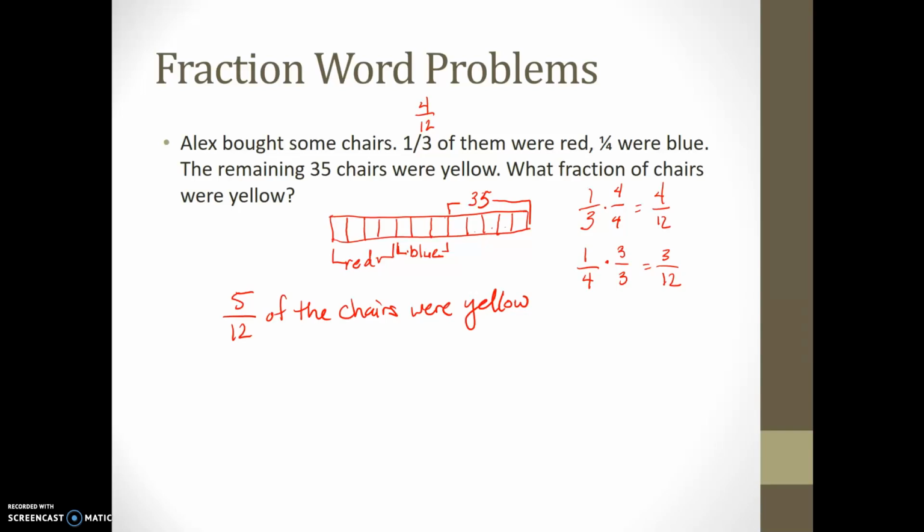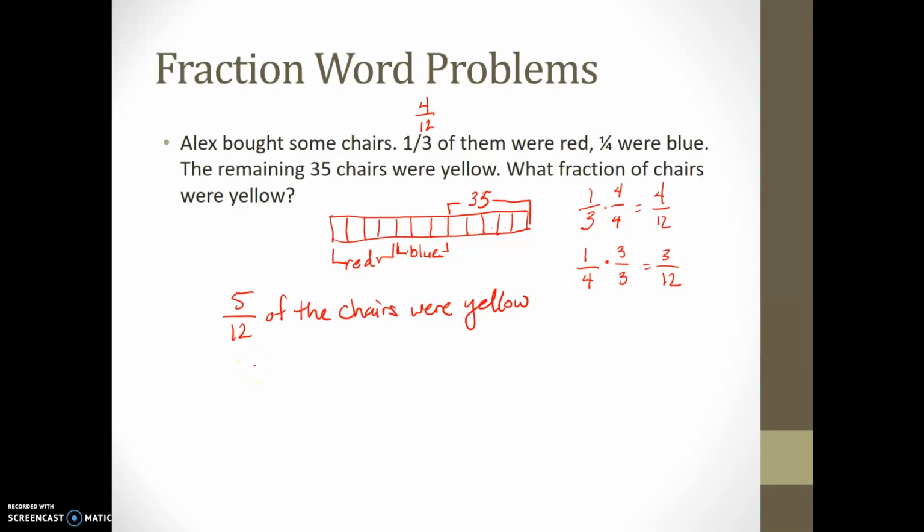Then you have a question on your notes. It says, how many chairs did Alex buy total? And I don't have that printed on my PowerPoint here. Okay, so when we look at our bar model here, 4/12 of the whole being red and 3/12 of the whole being blue, that's portion of the entire whole, right? And then 5/12 of the entire whole are yellow. That's not a number of chairs, though, because that wouldn't make any sense. Obviously, he didn't just buy like 1/3 of a chair, 1/4 of a chair, 5/12 of a chair. So we need to find the number of chairs.